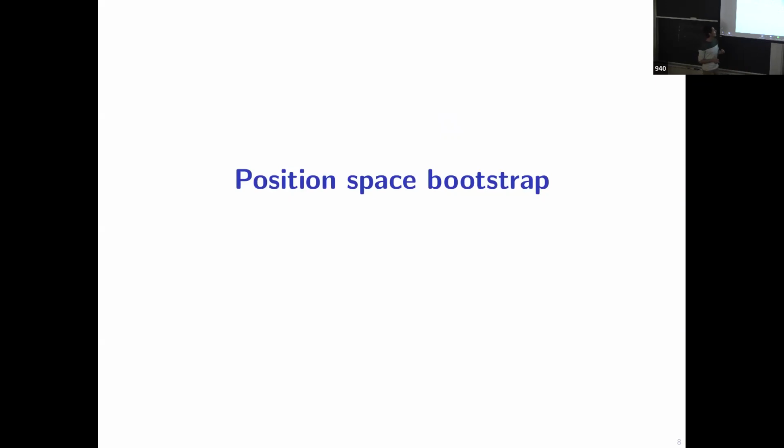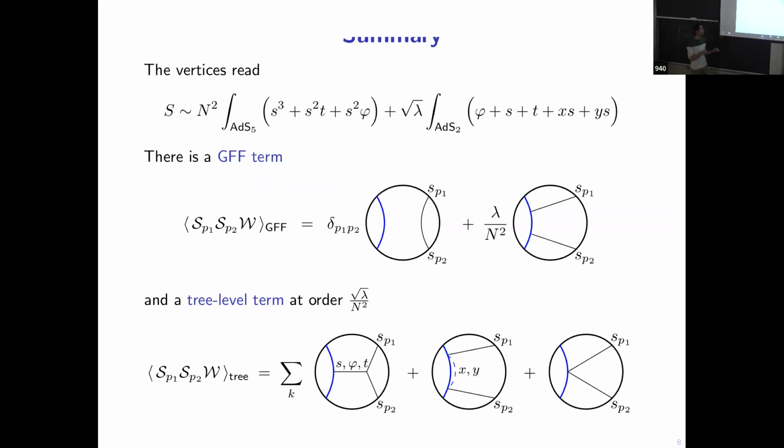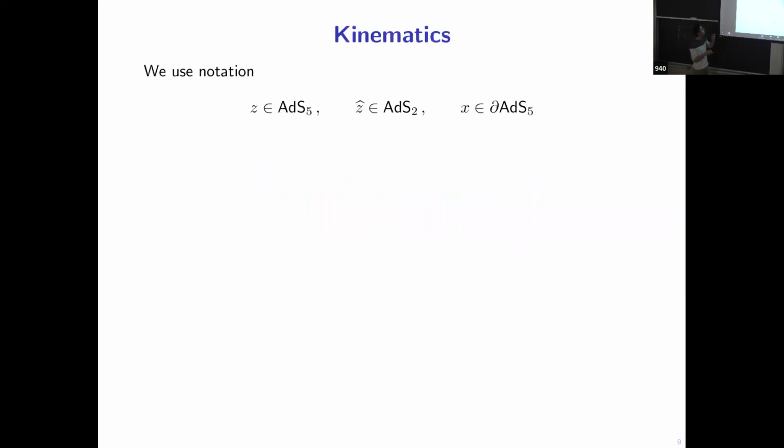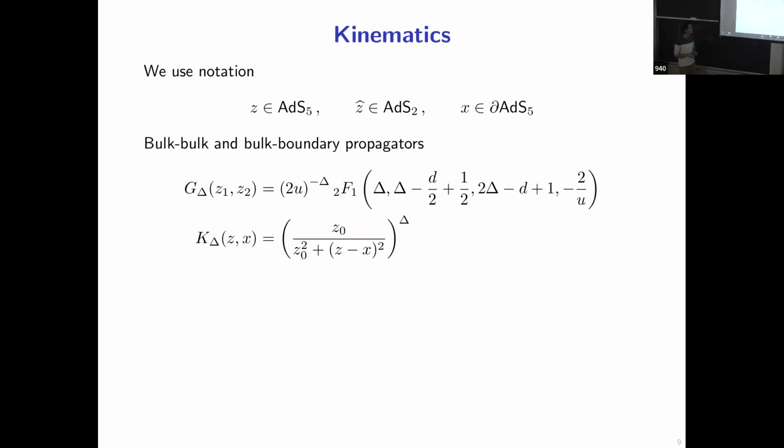Okay, if not, I'll go ahead and explain how to compute the building blocks. This is maybe the most boring part, so I'll try to do it fast. Before I start, I introduce some notation. For points that live in AdS5, I'm going to use Z. For points at AdS2, Z hat, and then for points at the boundary. So I think this is kind of standard notation.